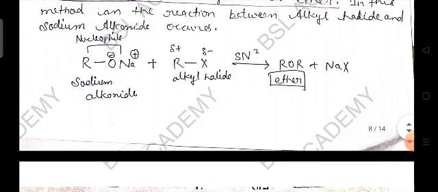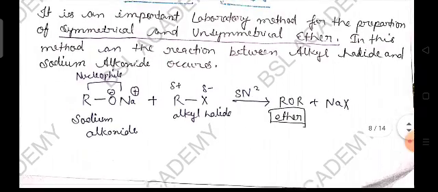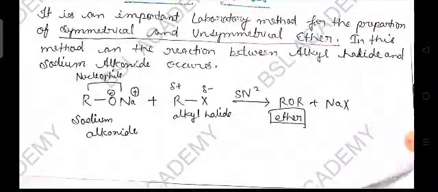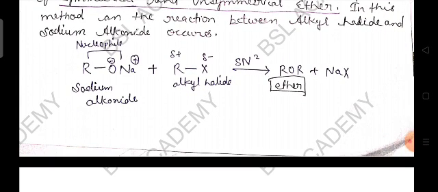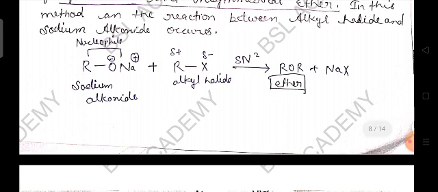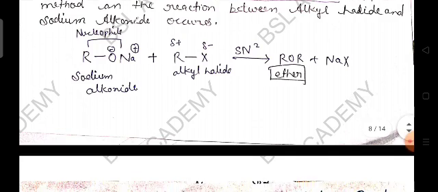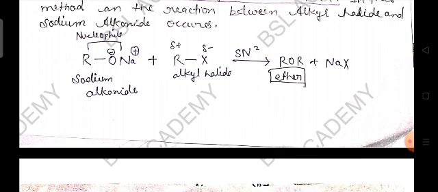So here you can see its reaction, and please practice these reactions more and more times, so you will perform better in your examination, because naming reaction is the important part of organic chemistry. So RONa, this is the nucleophile sodium alkoxide, and this is alkyl halide RX. This undergoes the SN2 reaction, what is substitution nucleophilic reaction, and finally gives ether, ROR plus NaX.